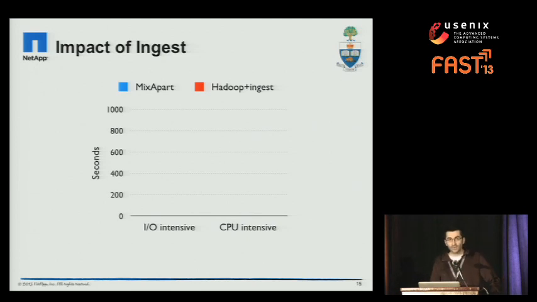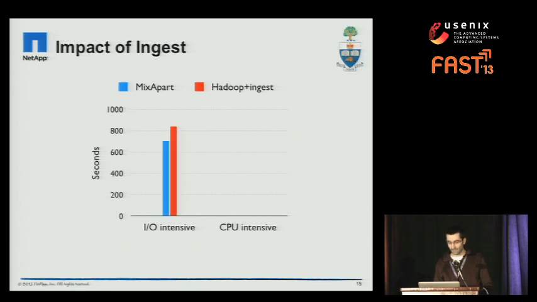So using the MicroBenchmark, we first measured the impact of data ingest in Hadoop. Remember, with the current approach, we had to transfer the data from NFS, from the network attached storage, into HDFS, then do the analysis, right? I'm going to be plotting here the job durations in seconds on the y-axis for both the IO intensive and the CPU intensive jobs, uncompressed and compressed inputs, for both MixApart with no data in the cache, so it's MixApart with a cold cache, where all the traffic comes from enterprise storage, benchmarked against Hadoop, where we consider ingest.